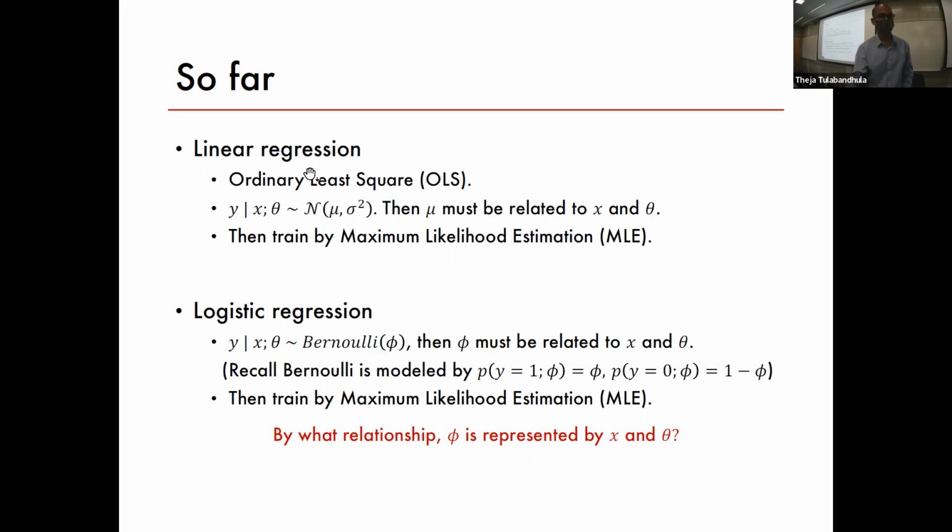In the linear regression case, there was a parameter mu, and we said mu is actually equal to theta transpose x. Okay, and we just need to say what is the relationship between phi and x comma theta in this summary of logistic regression for binary case. And we've already seen the answer, which is that this phi is the bias of the Bernoulli random variable. So this phi is actually equal to g of theta transpose x. So this phi is nothing but g of theta transpose x.